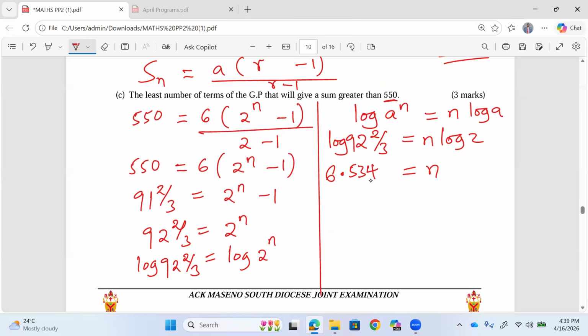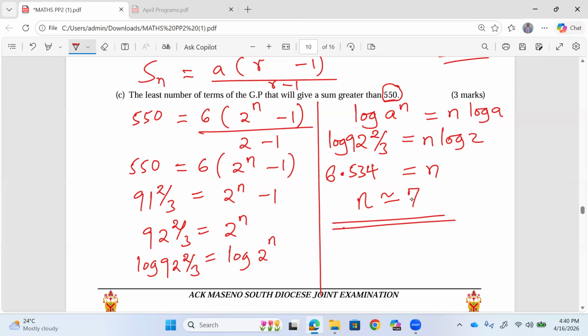6.534. That is the estimated number of terms, which will give us exactly 550. So now for the sum to be greater than this, the number of terms is supposed to be 7. So we need at least 7 terms, because in case you use 6 terms, the sum is not going to be exactly 550. It will be lower than that.